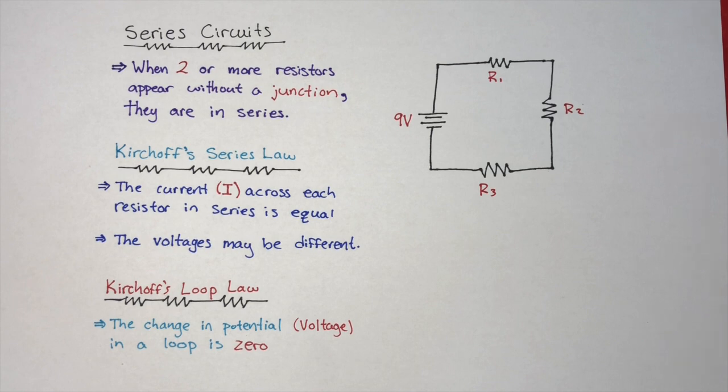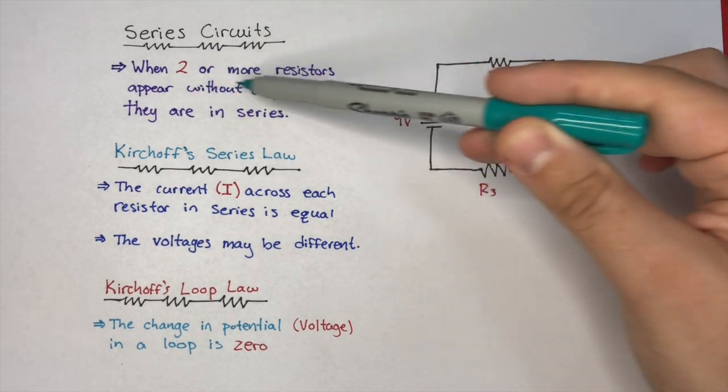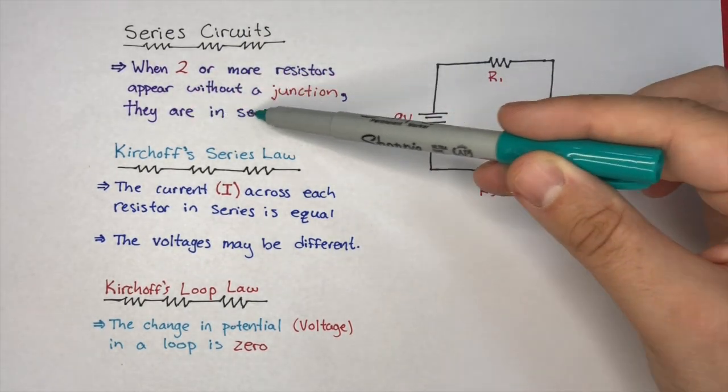Hello everybody. Today we're going to be talking about series circuits. So you might ask the question, what is a series circuit? Well, it's quite simply when two or more resistors appear without a junction in between, they're considered in series.